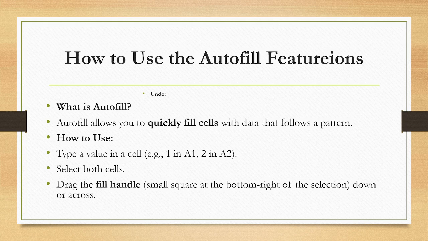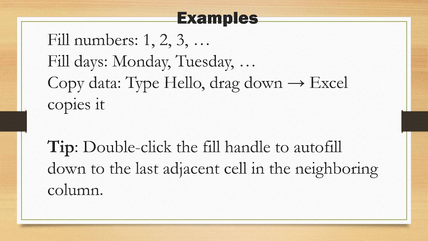How to use the AutoFill feature. What is AutoFill? AutoFill allows you to quickly fill cells with data that follows a pattern. How to use it? Type a value in a cell. Example: 1 in A1, 2 in A2. Select both cells. Drag the fill handle, the small square at the bottom right of the selection, down or across.